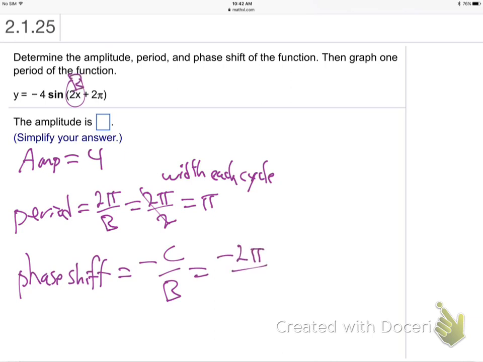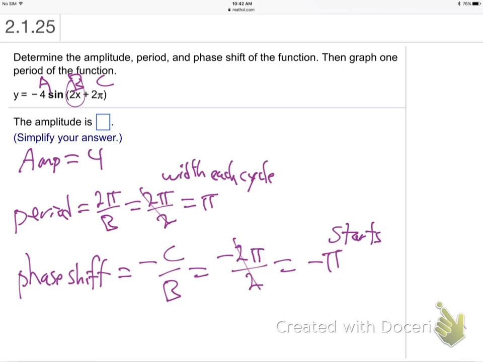This is b, and this is c. ABC. So negative 2 pi over b, which is 2. So that's negative pi. We good on that? And that's where it starts. It starts at negative pi.